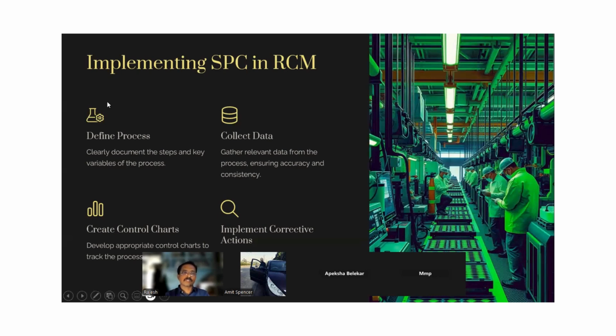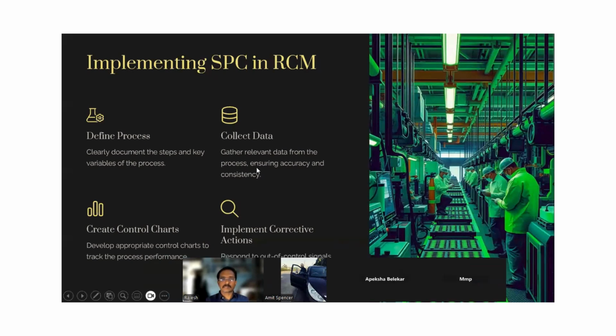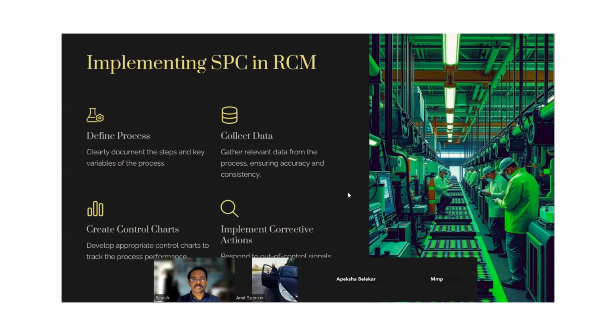The first thing is you have to define the process, what we are going to do, and document the steps and key variables in the process. What is your key variable? What is your mean? We'll see that. How are we going to collect the data? As I told you, RCM data collection is not at all a problem. If it is a manufacturing industry or anybody else, they will find it difficult to check what their measurement methodology is or how to collect the data. We don't have that problem. Then create a control chart and implement corrective action. Based on your data and your chart, you can easily go back and fix it.